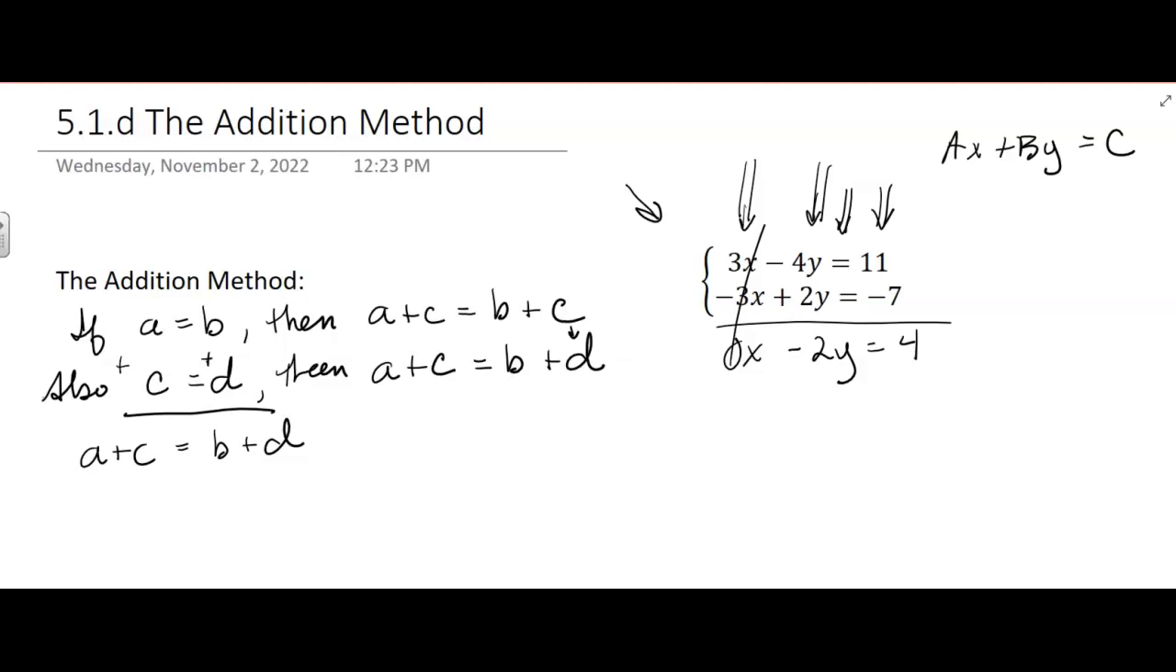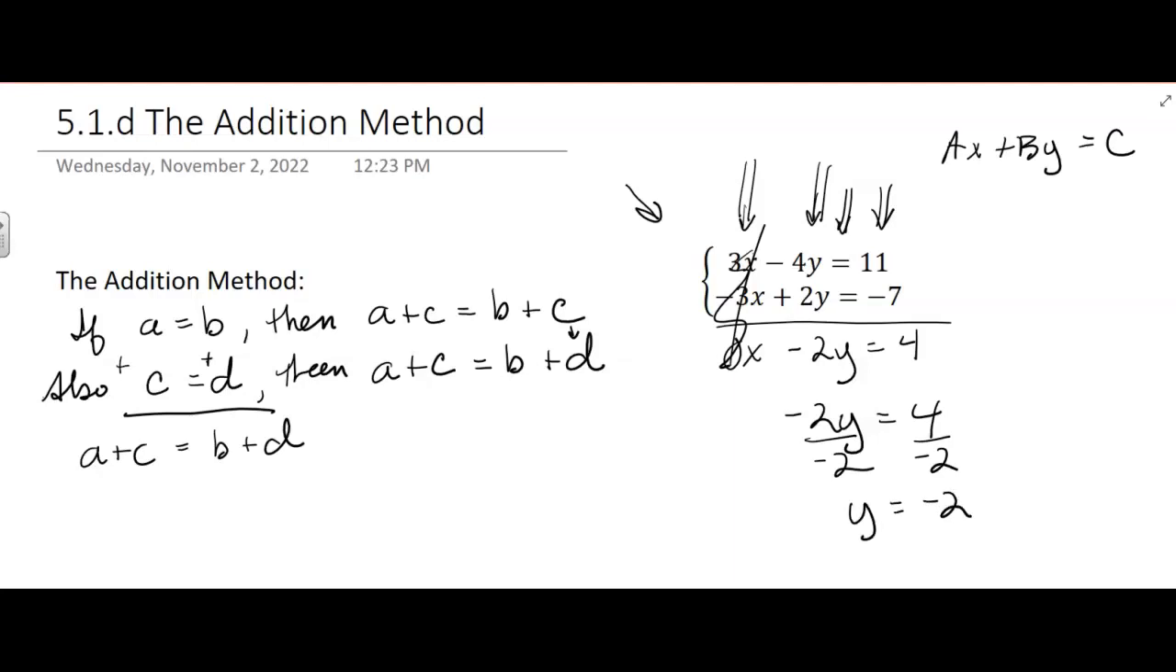Now, the great thing here is those x's canceled out, right? So now we just have negative 2y equals 4. Normally I don't rewrite it, but this time I did. Okay, that you can solve, right? Divide both sides by negative 2, and you get y equals negative 2.